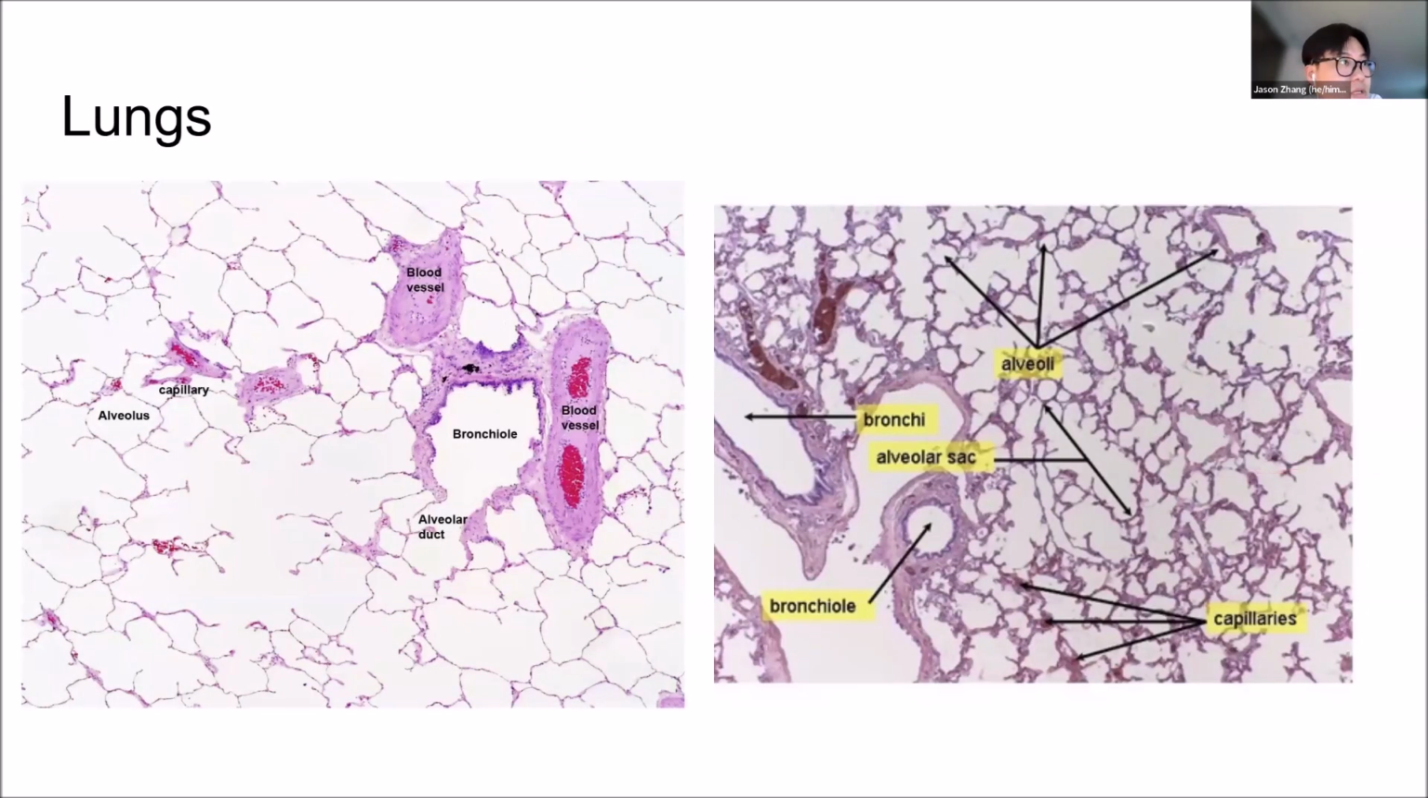Okay, so you're now moving on to lungs. Okay. Anyone know what type of epithelium bronchioles are lined by?